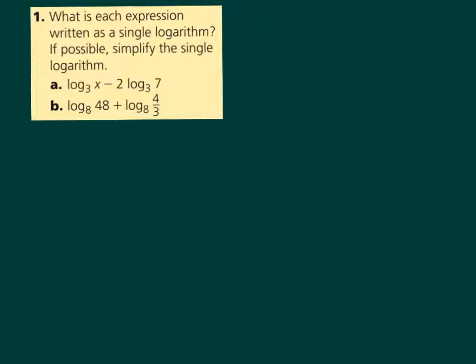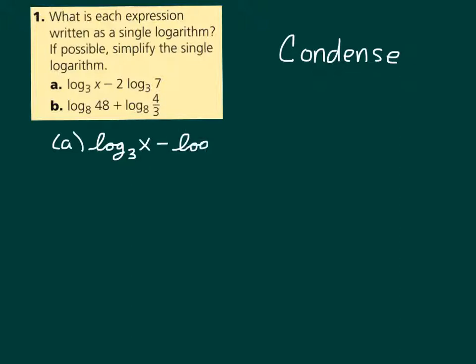So when you are given multiple logarithms and asked to rewrite as a single logarithm, another word you may see there is condense. Asking you to take an expression that has multiple logarithms and condense it into one single logarithm. And you always want to simplify whenever possible. So in part A, the first thing I can do is say log base 3 of x minus log base 3 of 49. That is the power property.